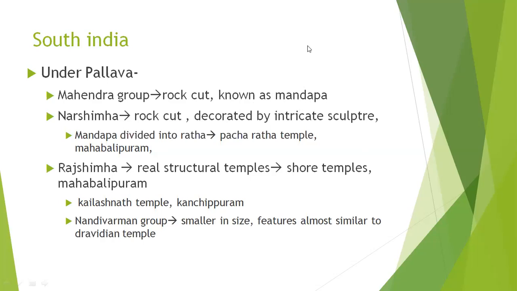While in the Nagara school, the assembly halls are known as mandapa. Under Rajsimha, the rock cut temples were decorated intricately by sculptures, and the mandapa were further divided into rathas. The Pancharath temple of Mahabalipuram is very famous. In Rajsimha's reign, the real structural temple started developing. The Shore temple at Mahabalipuram is an example.